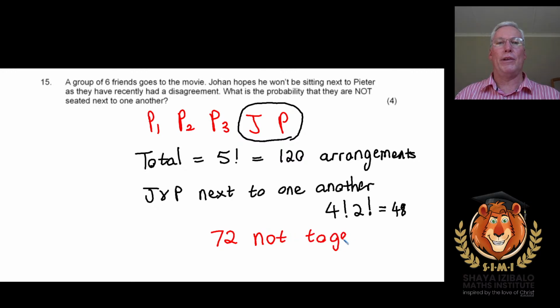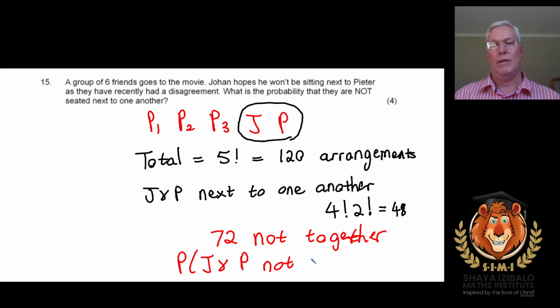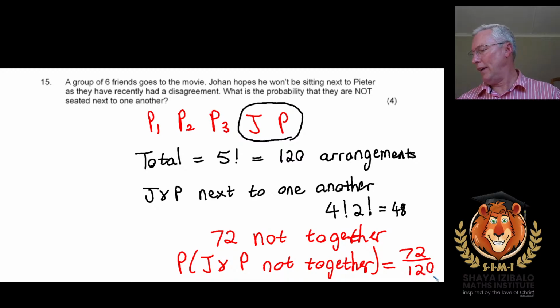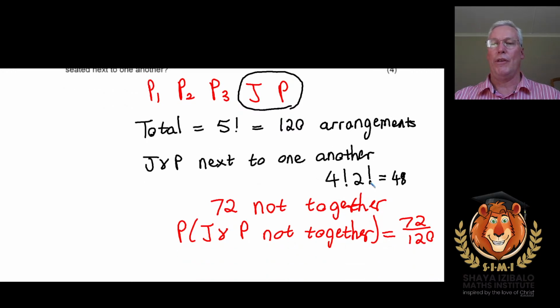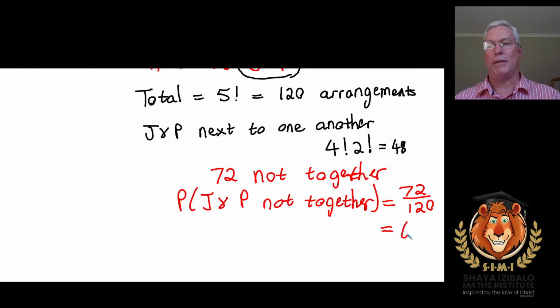All right, and let's just check what the question asks. It actually asks for a probability. So what's the probability that they're not together? The probability that J and P are not next to each other is going to be 72 out of the total, 72 out of 120, right? And that comes to 2/3, 66.7%.